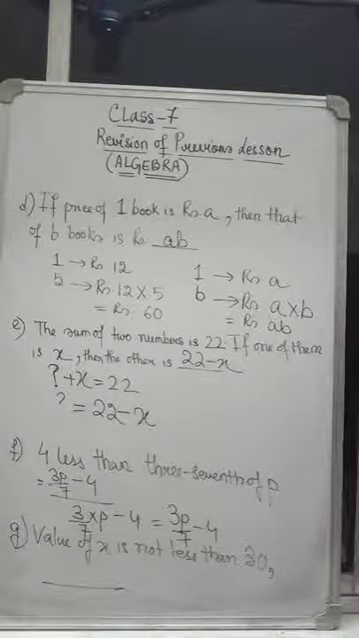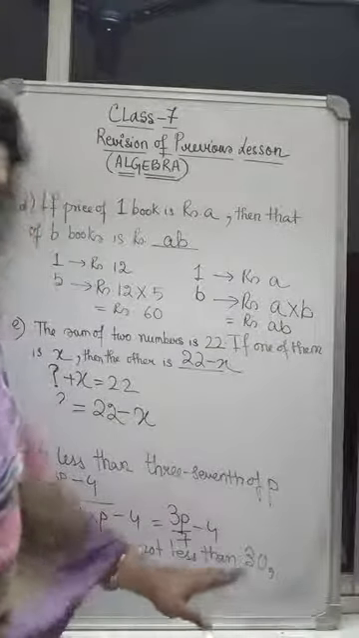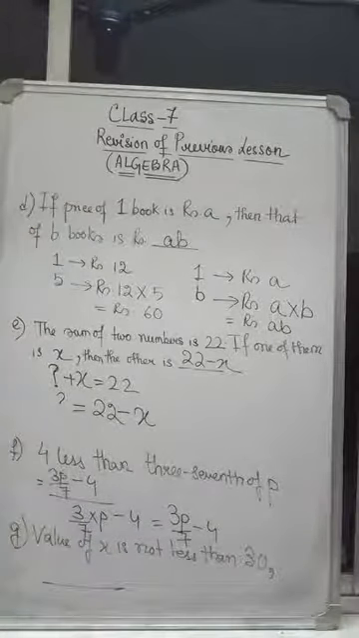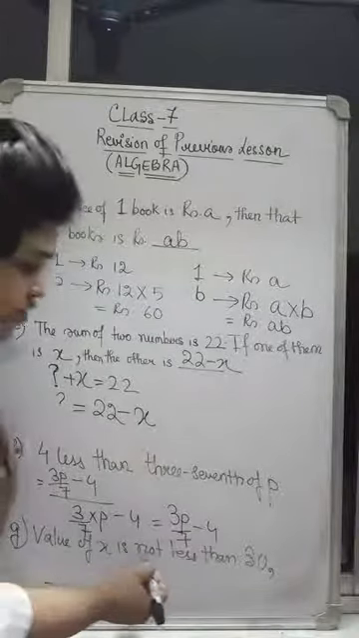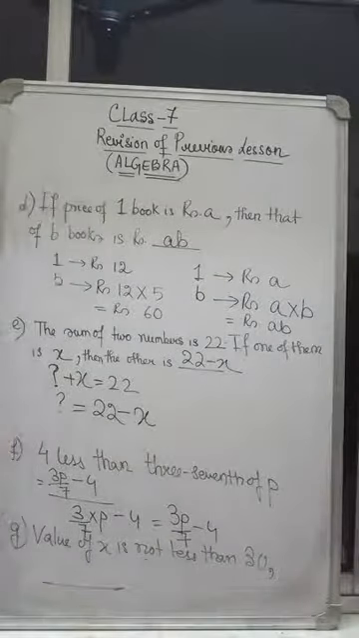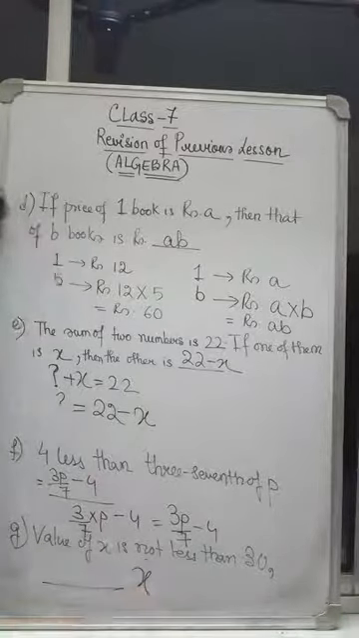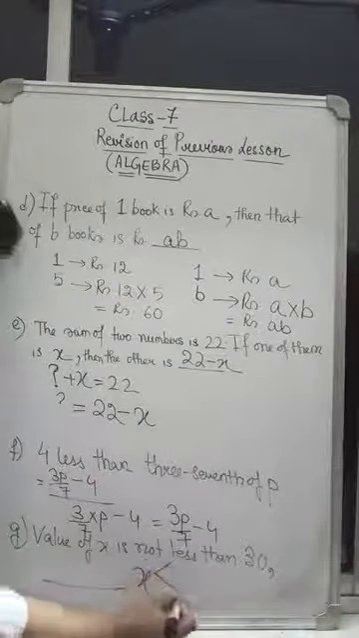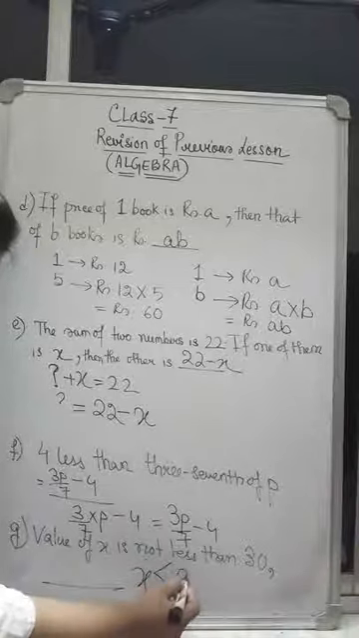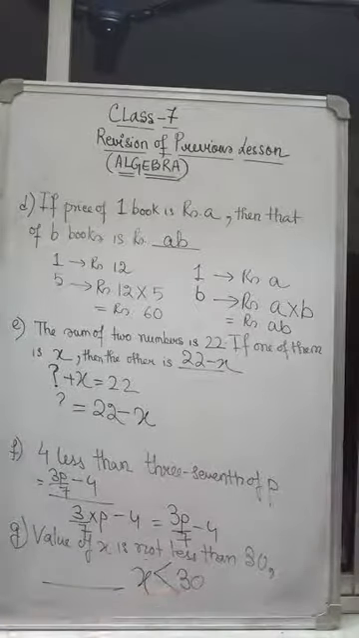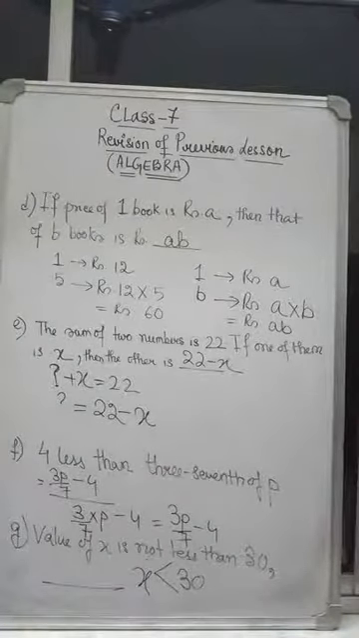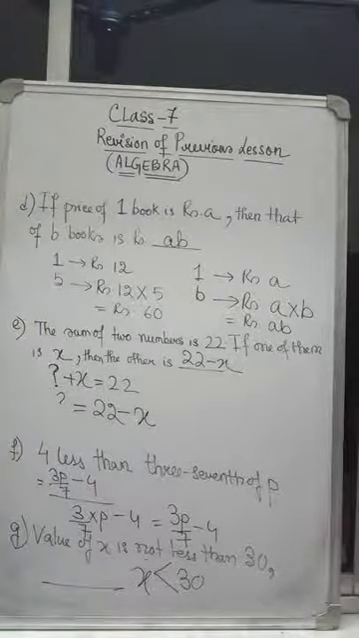Next part. Number G. Value of X is not less than 30. So when a negative sentence is given, not less than, how will you write? X, what is the sign of less than? X less than 30, we write like this. But here what is given? X is not less than 30.